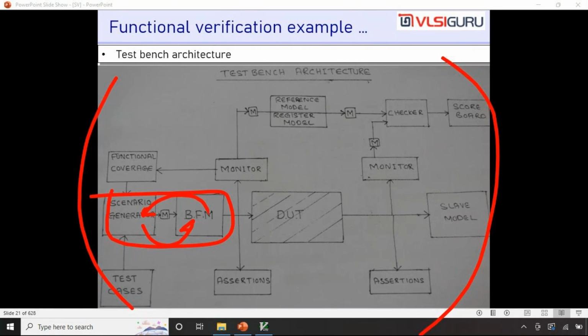What does modular simply mean? You want to generate a scenario, so you use a scenario generator. You want to drive the scenario to the DUT, so you use the BFM. You want to monitor the scenario, so you use a monitor. The monitor will not do anything other than monitor; it will only monitor and collect the transaction. You want to do coverage collection. You want to generate the expected output, so you use a reference model. You want to check everything, so you use a checker. Like that, we develop, keeping them modular.